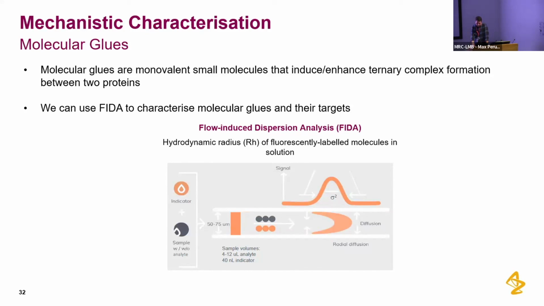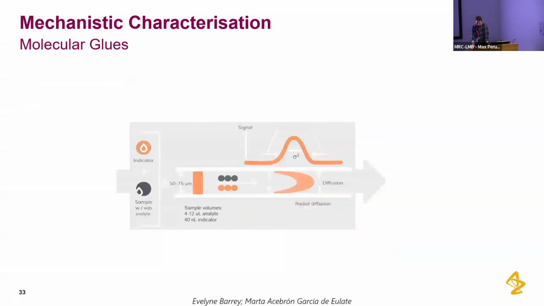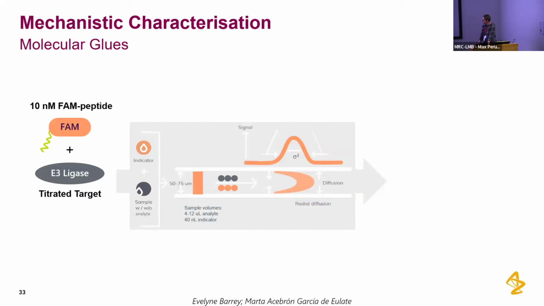In terms of a project and how it's actually used, we had a project where we had a peptide and an E3 ligase that bind to each other already, but we wanted to find molecular glues that would increase the affinity of that interaction. Practically, we had a fluorescein-labeled peptide that we use as the indicator in this case.